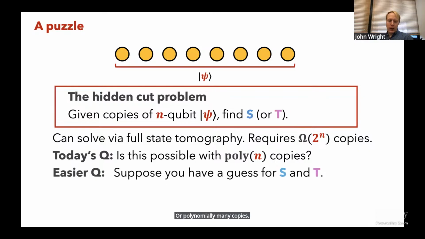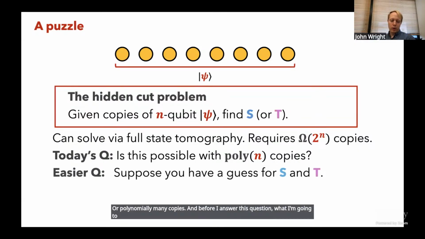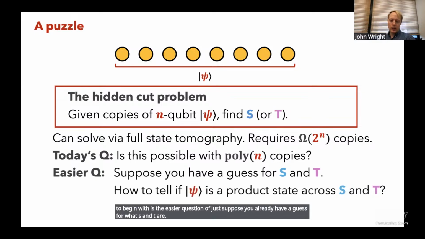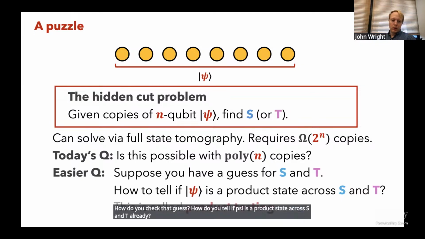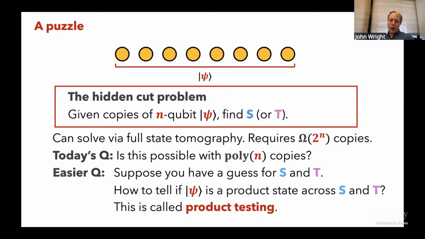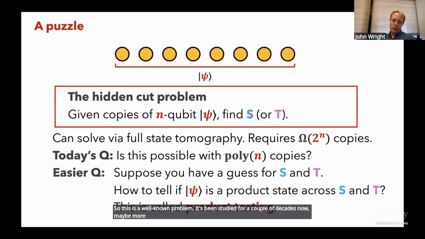And before I answer this question, I'm going to begin with an easier question: suppose you already have a guess for what S and T are. How do you check that guess? How do you tell if psi is a product state across S and T? This is a well-known problem, studied for a couple decades now, maybe more, called product testing. Let me remind you how product testing works.